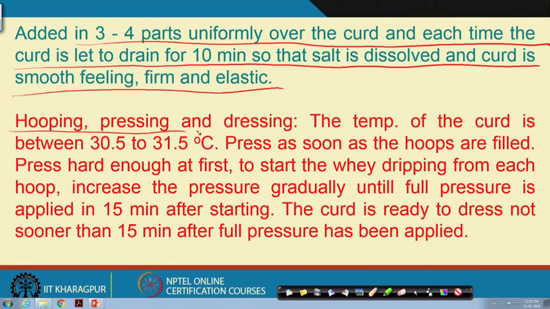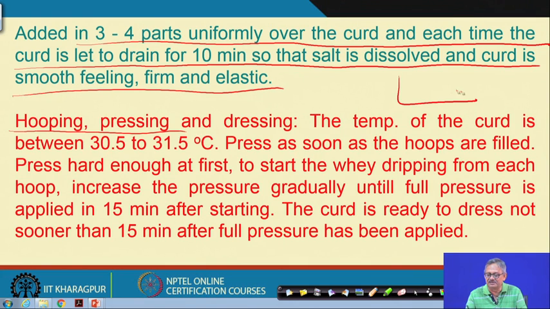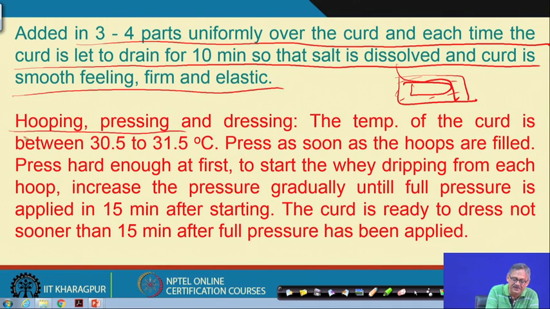You have one such container, right, and in that another container, say like this. So, this is the open space, and your strainer or the cloth is put in between, so that your material, that is the curd, can be put in that. So, that is what hooping is. Hooping, pressing and dressing are done.